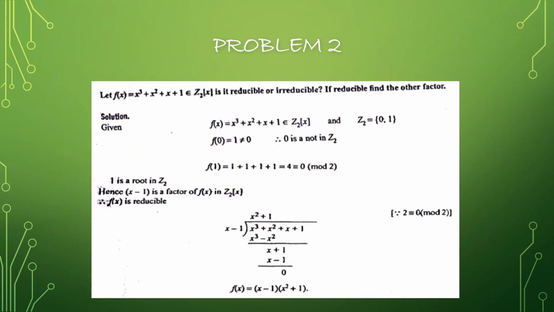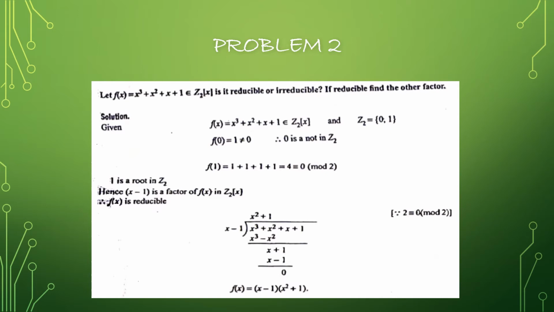Problem number 2. Now let f of x be equal to x cube plus x square plus x plus 1, which belongs to Z2 of x again. Is it reducible or irreducible? They are asking us to check and examine. If reducible, find the other factors. Is that clear? So let's check. f of x is equal to x cube plus x square plus x plus 1, which belongs to Z2 of x. As I mentioned earlier, Z2 is a set which contains two elements, 0 and 1.